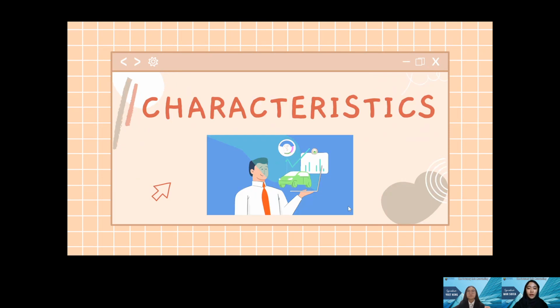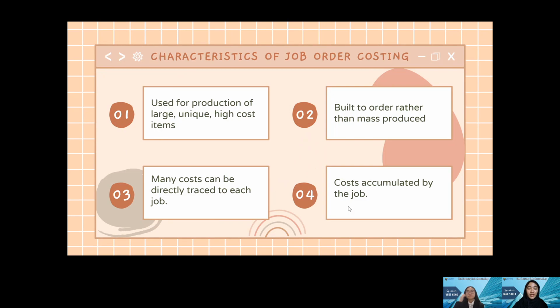Next, we will look through the characteristic of job order costing. The first characteristic is it is used for production of large, unique, high-cost items. For example, a custom-made machine, custom-designed buildings, trucks to meet customers' special needs, or aircraft manufacturing. And the second characteristic is it is built to order rather than mass-produced. An example of mass-produced is Coca-Cola manufacturing.